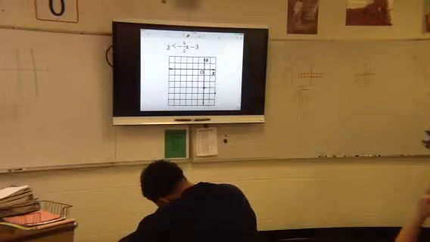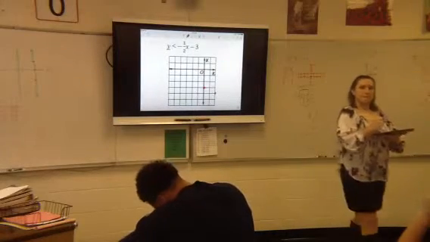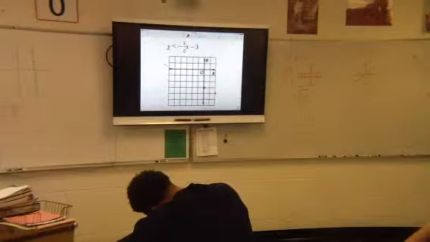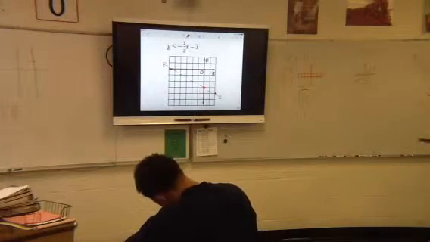Okay. All right, now is this a solid or dotted line? Dotted, right, because there's no equal sign. So we have a dotted line. Make sure you go all the way across your grid there.